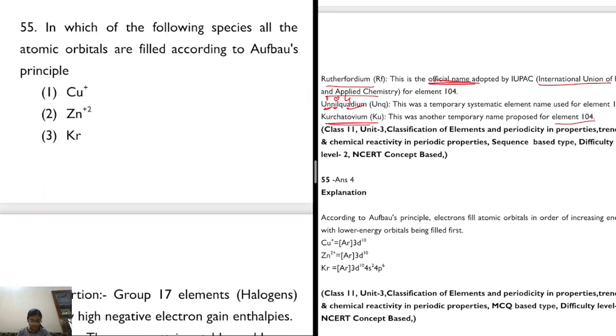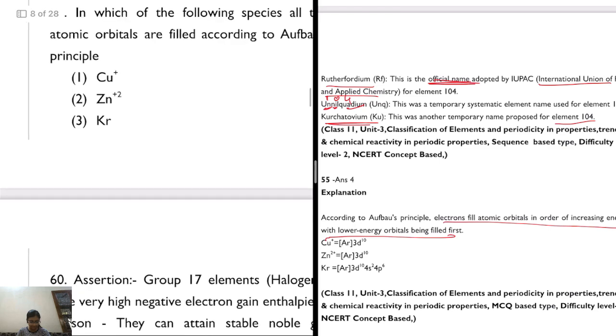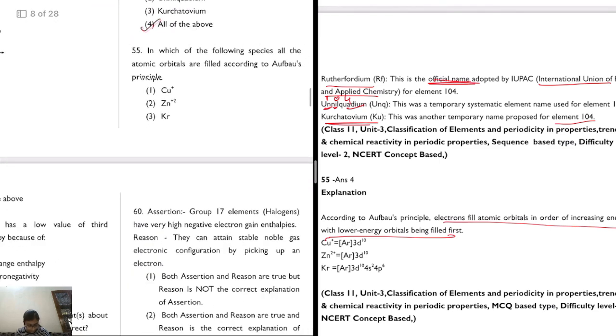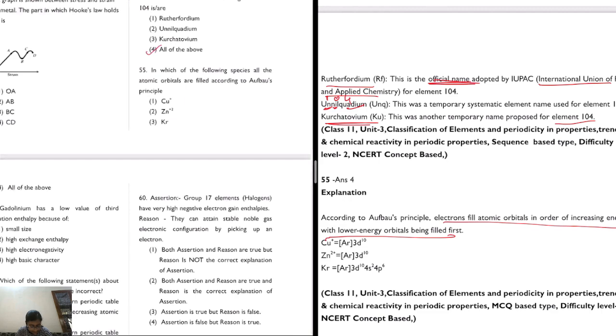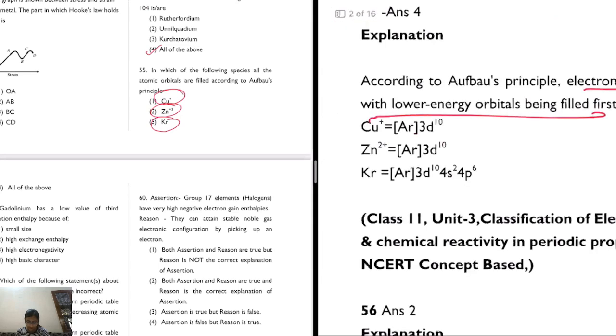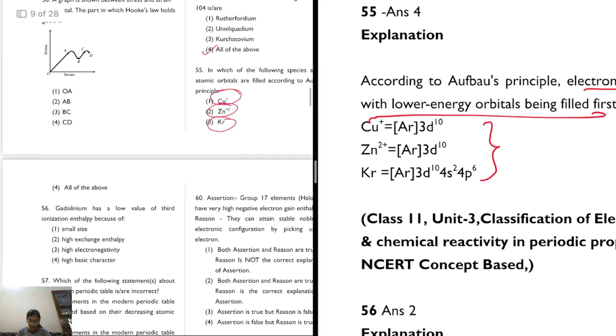Let's see the next question. Which of the following species' atomic orbitals are filled according to the Aufbau principle? See, we know that in Aufbau's principle, electrons will be filled in increasing order of energy. So lower energy orbitals will be filled first. So see, in case of Cu+, Zn2+ and Kr, what will be the electronic configuration? This would be their electronic configuration. Therefore, all of these are filled in accordance with Aufbau's principle. Okay, so this would be our correct answer.